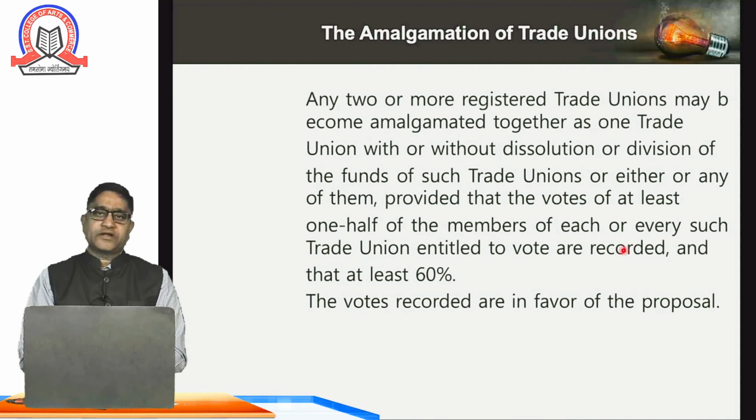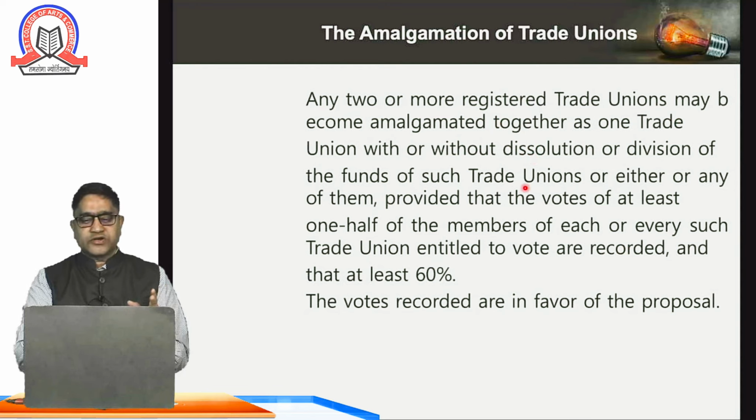Now coming to the important part, that is amalgamation. When two or more unions are merging, what are the rules related to amalgamation? Two or more registered trade unions may become amalgamated together as one trade union without the dissolution of the previous unions, provided the members of the previous unions and the current union are given voting rights on the merger, which is called amalgamation. Every union's votes shall be recorded, and at least 60% of the votes should be recorded in favor of the proposal, that is, the amalgamation of the trade union.